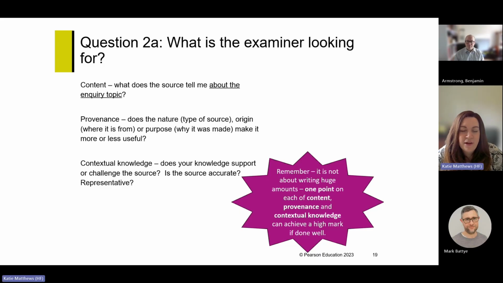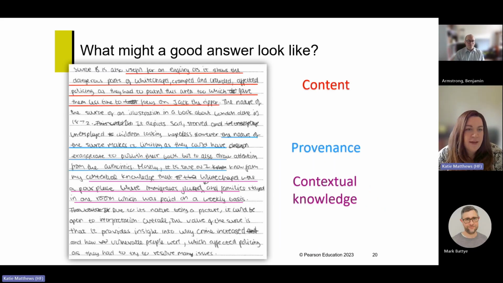Yeah, I would totally agree. The amount of answers I've read that are just real in-depth analysis of the content with no mention of provenance and no knowledge, and just really kind of throwing away marks there. So really good advice. So let's have a look at an answer then and kind of break it down.